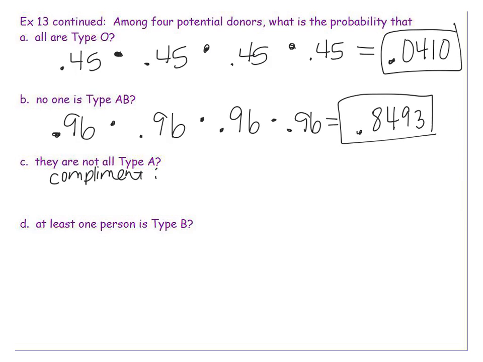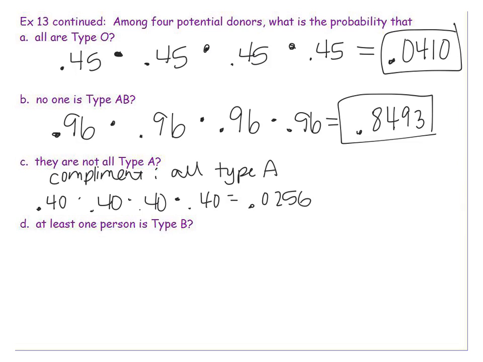So the complement would be all of them are type A. Well, that's easy to find. The type A people, if you look back at your numbers from example 13, was 40%. So the first person is 40, and the second person is 40, and the third person is 40, and the fourth person is 40. Well, that comes out to be 0.0256. But that's not the answer we want, because that was all 4 of them type A. We want the complement. So we're simply going to take 1 minus that 0.0256, and the answer that we want is 0.9744.